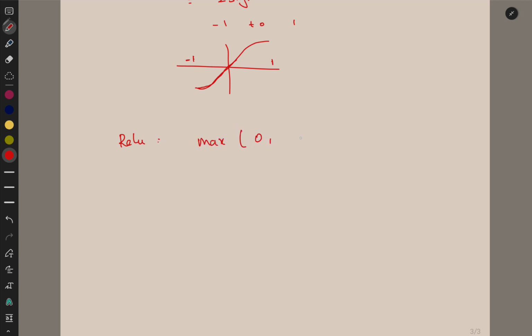Whatever is the maximum of 0 and whatever x. Okay, this is the ReLU activation function, max of 0 and x. Okay.